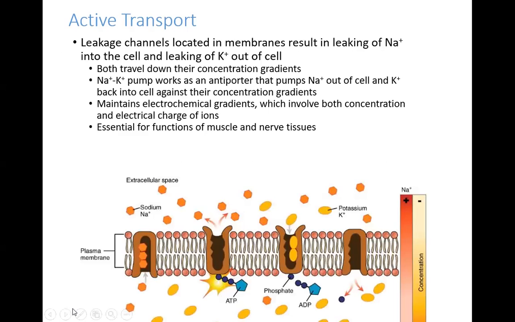The sodium potassium pump is what's known as an antiport because it's pumping one ion out and bringing another ion in. Our cells are constantly leaking potassium out. We have lots of potassium inside our cells and lots of sodium outside the cells. Potassium is constantly leaking out. We don't want that. We want to get our potassium back in. And we don't like sodium coming in, so we're always pumping it out. So the sodium-potassium pump is going to pump sodiums out of the cell and potassiums back in. And we have to have this going on.